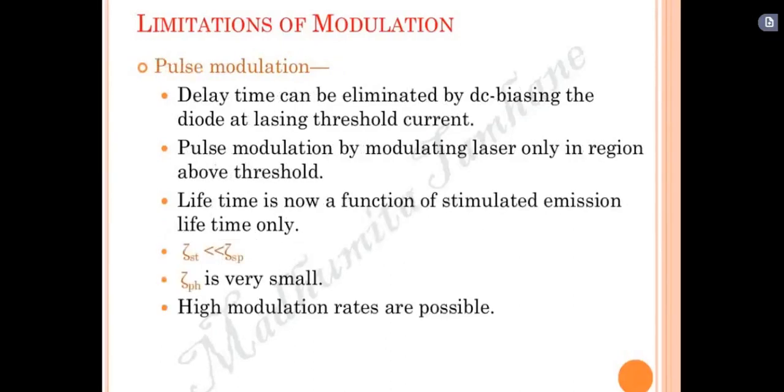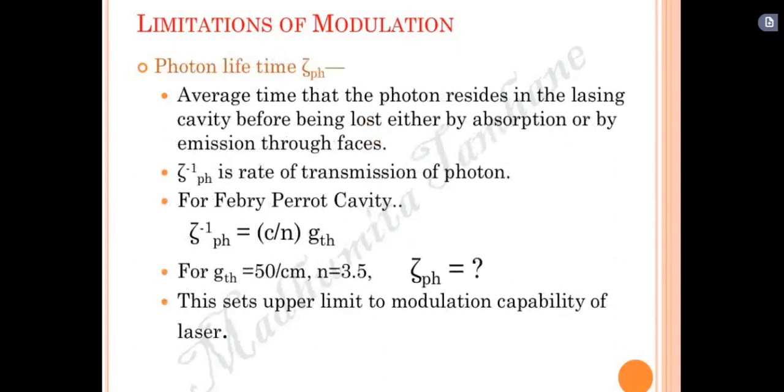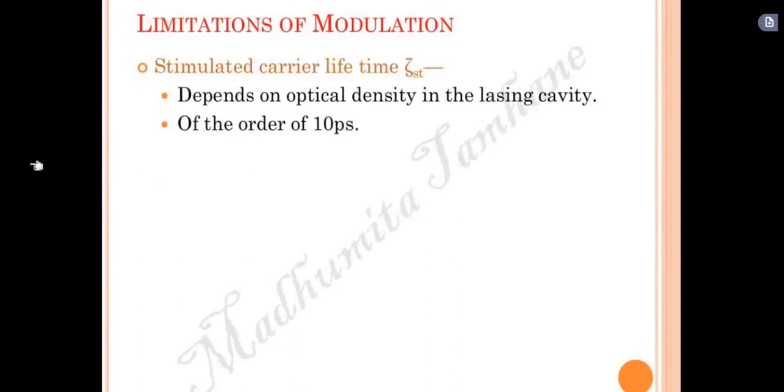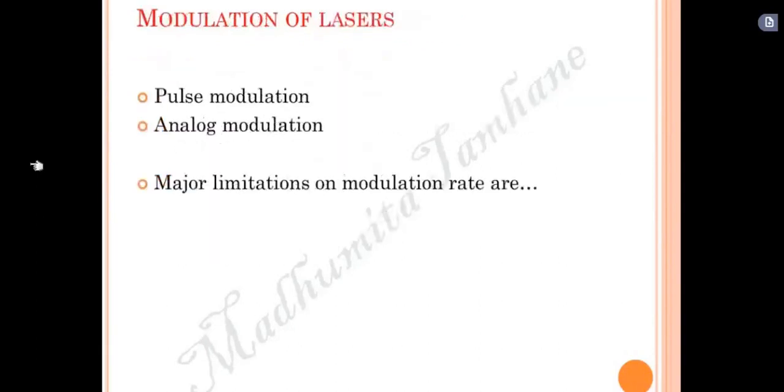Clear? So basically, what are the limitations we have learned in the previous sessions? We have seen that for pulse modulation and for analog modulation, we do have certain limitations. What are those? We have the spontaneous carrier lifetime, the photon lifetime, and then the stimulated carrier lifetime. These are actually the time delays, right? This is one of the things we considered in modulation. Those are limitations we need to overcome so that the modulation rate can be increased.